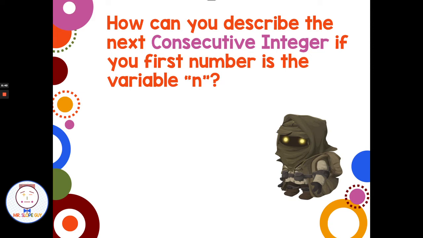So how could we describe the next consecutive integer if your first number is the variable n? If I start with n, how can I describe the next number that would come after n? Well, no matter what number I start with, to get to the next consecutive number, all I would need to do is add 1. And the following consecutive number, I could take n and add 2.